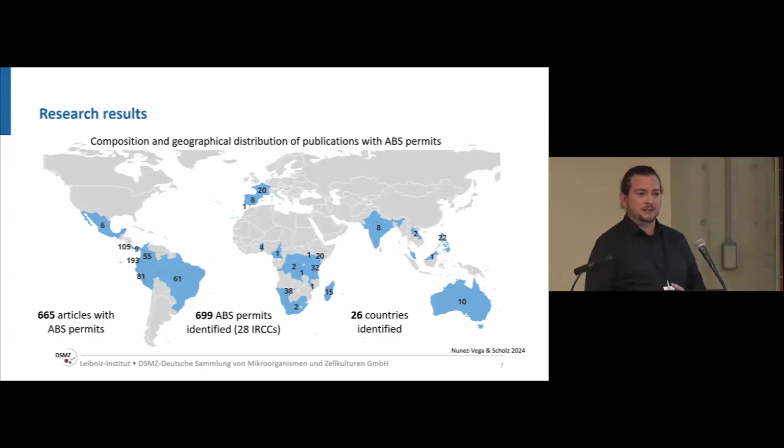I would like to show you trends in these indicators from our database, how the information looks. And this is the composition and geographical distribution of publications that cite ABS permits. So we have in our database 665 articles with ABS permits in them, almost 700 ABS permits, or unique codes, identified. And if you remember, we have in the ABS Clearinghouse more than 5,000 IRCCs, 5,000 ABS permits, but in the literature, we were able to find only 28 of them. So they are not used in these publications in our database, or we were not able to identify them in the full text, right? They are not cited. We identified 26 countries, and you can see them distributed in the map.